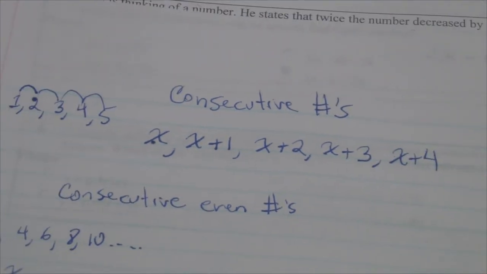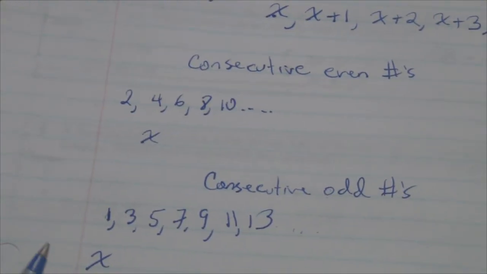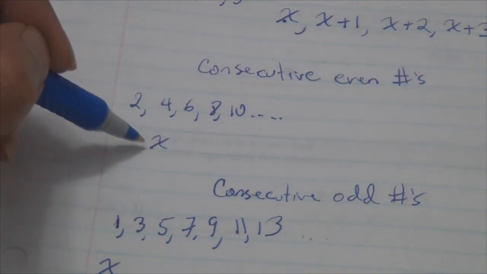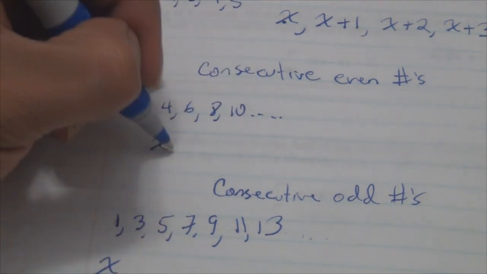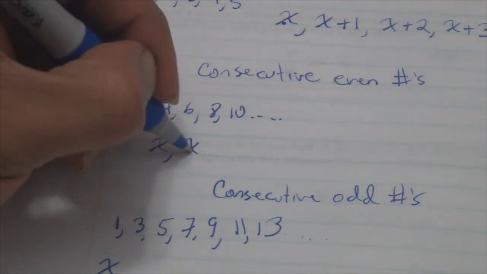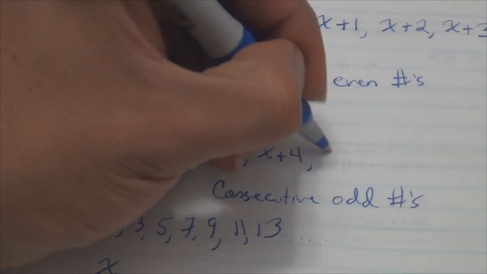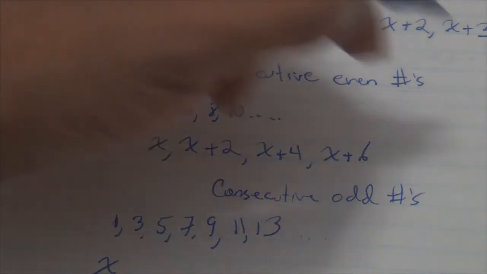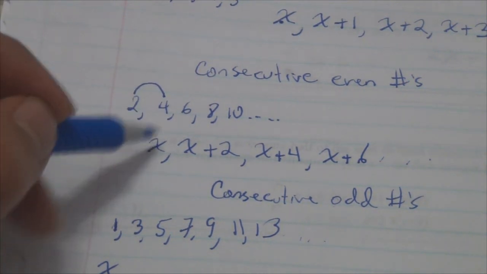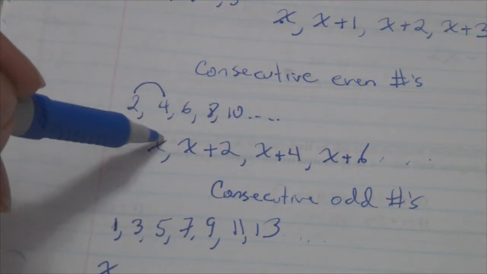Now let us go with the consecutive even numbers, sorry. The first number is x. Let's say x is the number 2. So how do I go from 2 to 4? How many numbers do I have to go? 2. So the next one will be x plus 2. Then x plus 4, then x plus 6, then x plus 8 and so on and so forth. Remember, these expressions represent consecutive even numbers because they go by 2s.